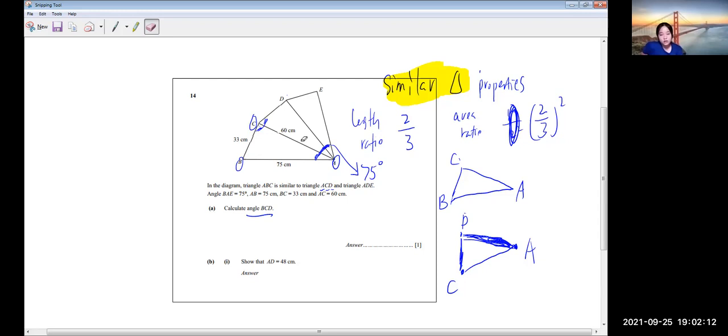When they are similar, you know what it means? This is equal to this, the angle is the same. Besides the length ratio, the angle is the same. So that means this angle is equal. I'm not sure this is the right angle, I don't want to assume. Let me use a different color.